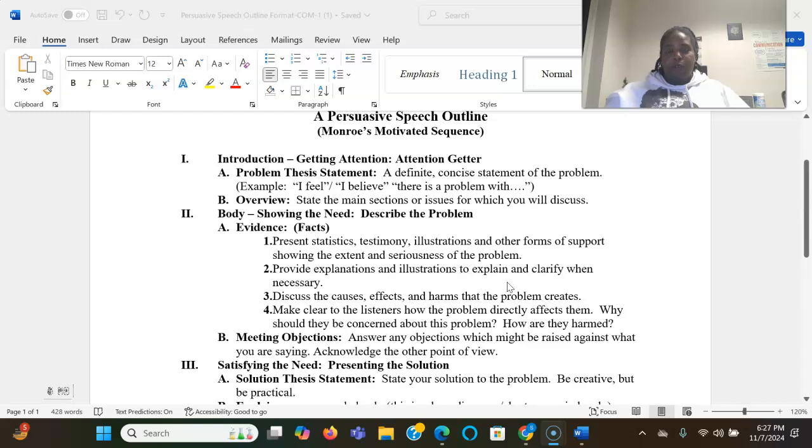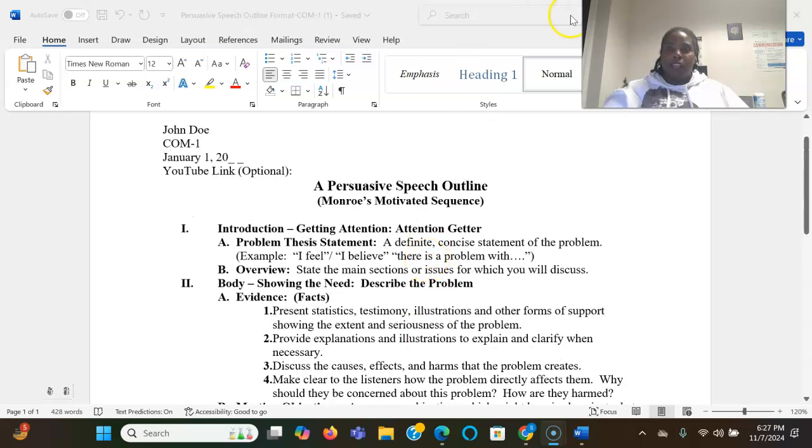The satisfaction section will be the solution. The visualization is a hypothetical situation where you can talk about the positive things that can happen if you implement your solution, the negative things that can happen if you implement your solution, or you can talk about both. But make sure you provide that visualization section there. Sometimes, not always, but sometimes people omit or take out the visualization section. So if there are any questions about any parts of the sequence, let me know. And then, of course, you have to have an action.